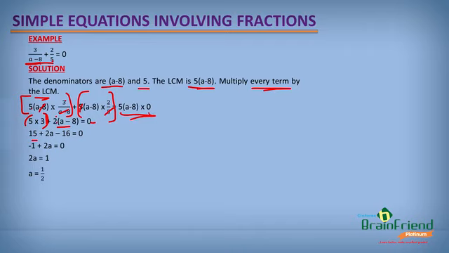Expanding this bracket, we have 2 times a gives 2a, and 2 times minus 8 gives minus 16, which is equal to 0. 15 minus 16 is minus 1, plus 2a is equal to 0. Now, bringing like terms together, taking minus 1 over the equal sign, 2a will be equal to 1, and a will be equal to half, or 0.5. So the value of a in the given question is 0.5.